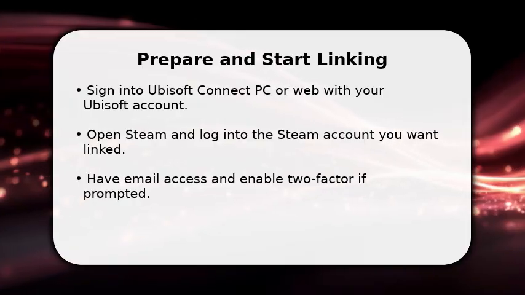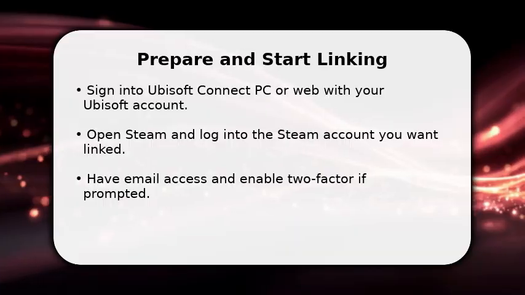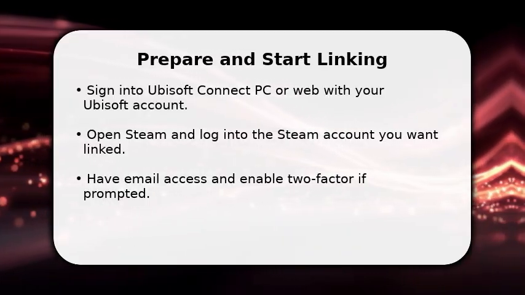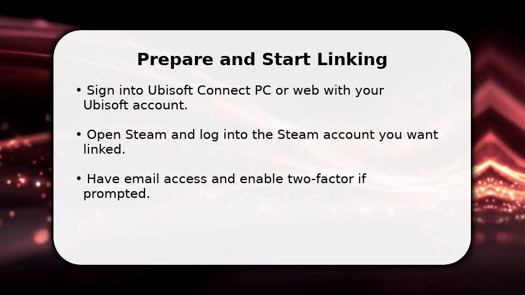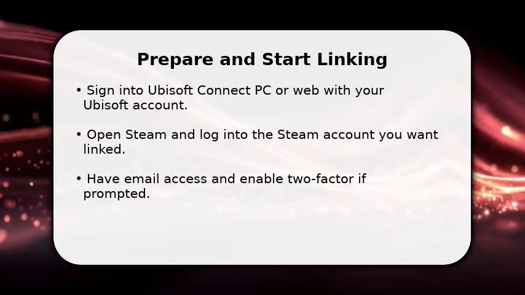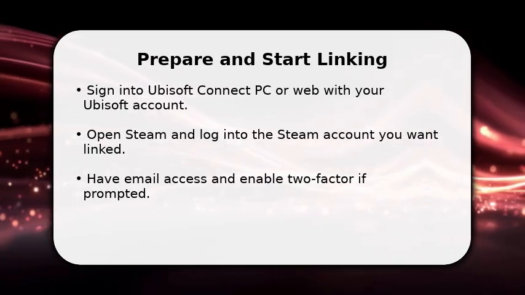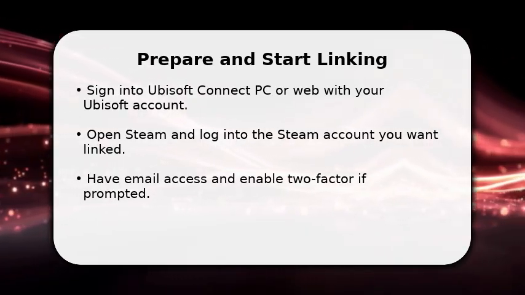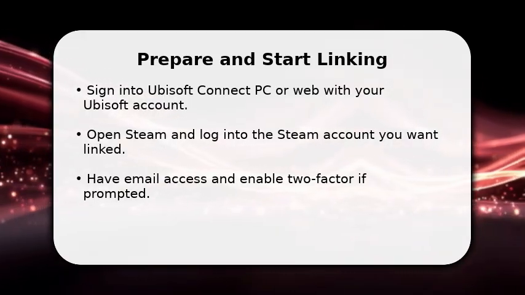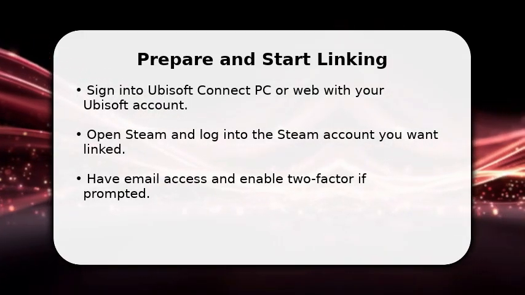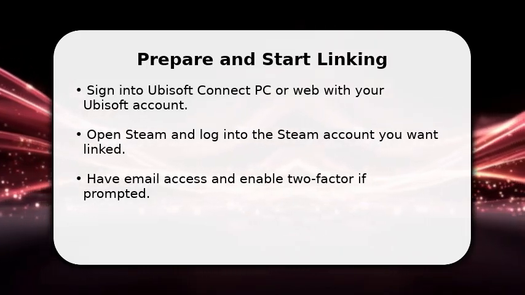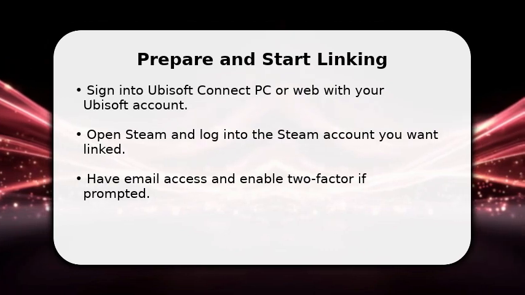You begin by signing into Ubisoft Connect on PC or the web. This proves ownership. Once signed in, open Steam and log into the same Steam account you'll link. Make sure your Ubisoft account email is current and accessible because you may need to confirm actions. If you use two-factor, have your authenticator or codes ready. This prevents delays. Now navigate to Ubisoft account settings. We'll connect from there, so keep both clients open and visible as you proceed.